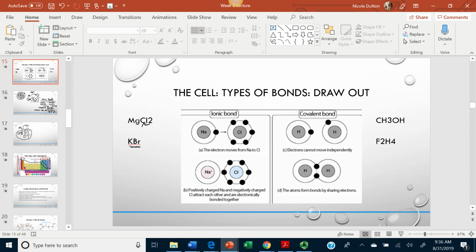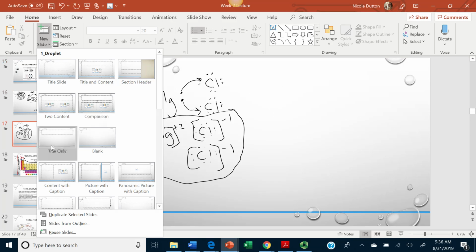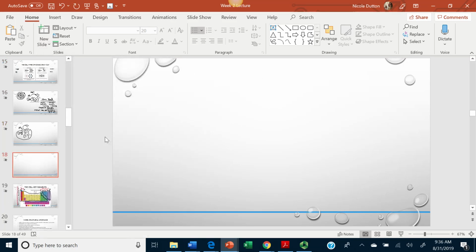When we talk about covalent bonds, I'm going to add another slide here. So in a covalent bond typically forms between two nonmetals. In a covalent bond, these are the strongest type of bonds. And it's due to a sharing of electrons.